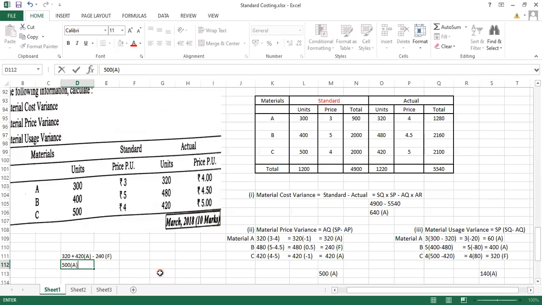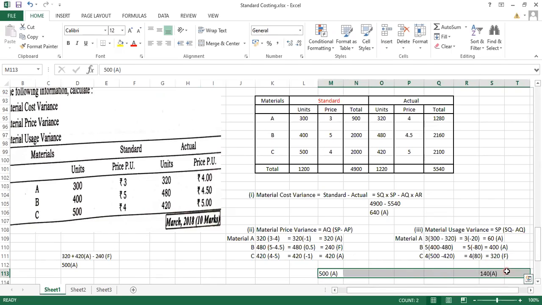Same way we can do it for this material usage variance भी. देखो adverse को add कर दो, 400 plus 60 that comes to 460 minus 320 which is favorable, so this will give me 140 adverse. अब देखो adverse 500 plus 140, this is giving you how much, 640 adverse. तो material cost भी हमारा कितना है, 640 adverse.